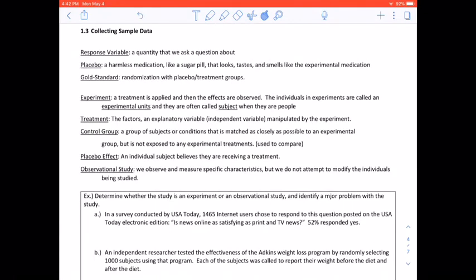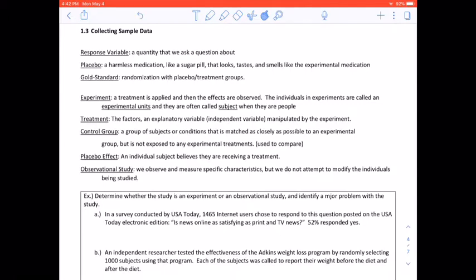This is section 1.3, collecting sample data. First thing is we have a bunch more vocab words that we need to know. We have response variable, which is a quantity that we're asking a question about. We have a placebo, which is a harmless medication like a sugar pill that looks and tastes and smells like the experimental medication. We have a gold standard, which is randomization with placebo and treatment groups.